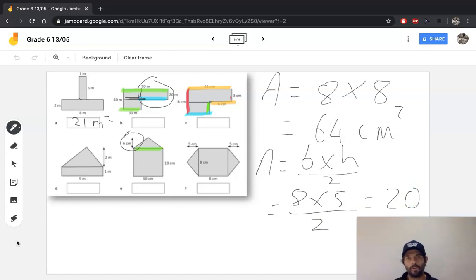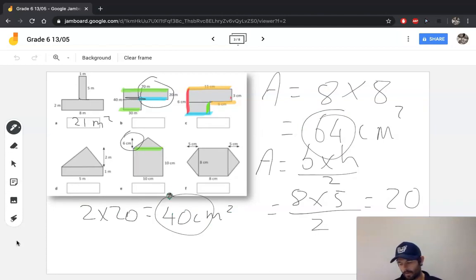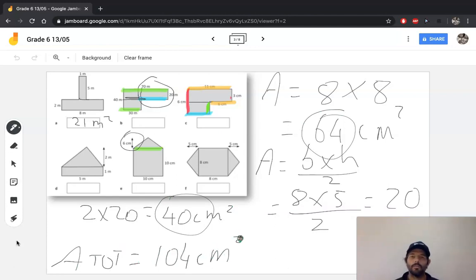But remember, I've got 2 of those triangles, so 2 times 20 equals 40 centimeters squared. Then I need to add the 64 and the 40, so my area total is going to be equal to 104 centimeters squared. So there are 6 compound shape area problems. If you can do all of those 6 at this stage of your mathematics career in grade 6, then you guys need to be really happy and confident regarding area of compound shapes.